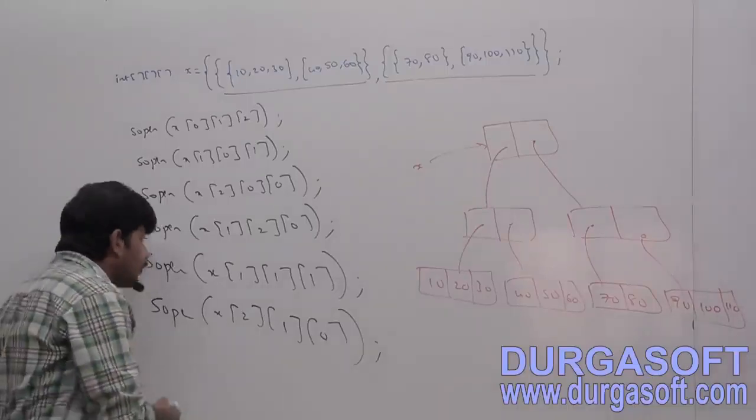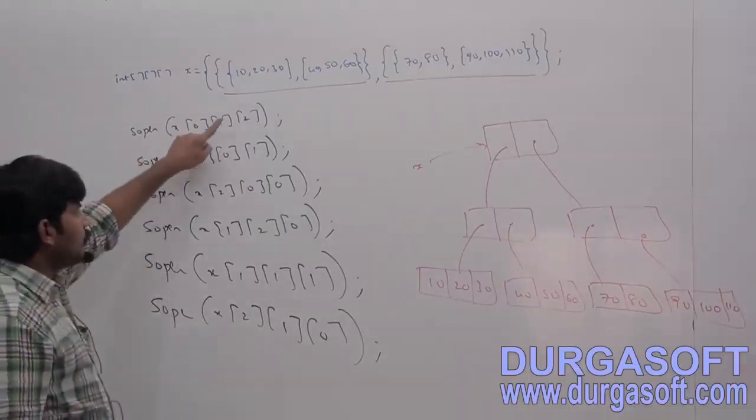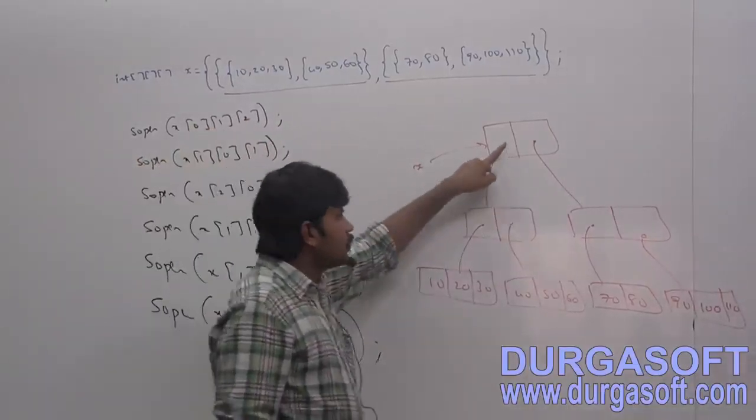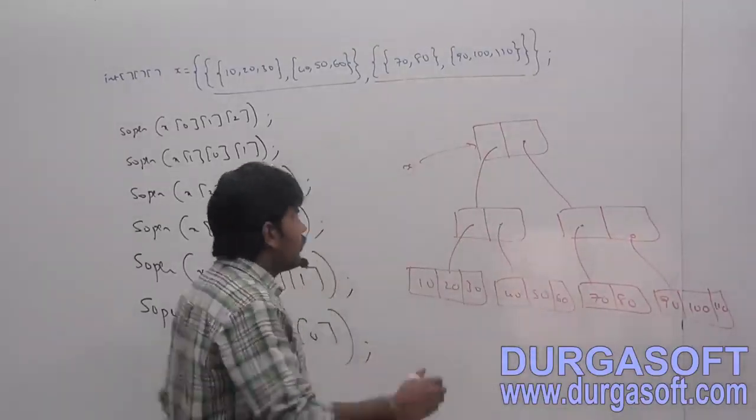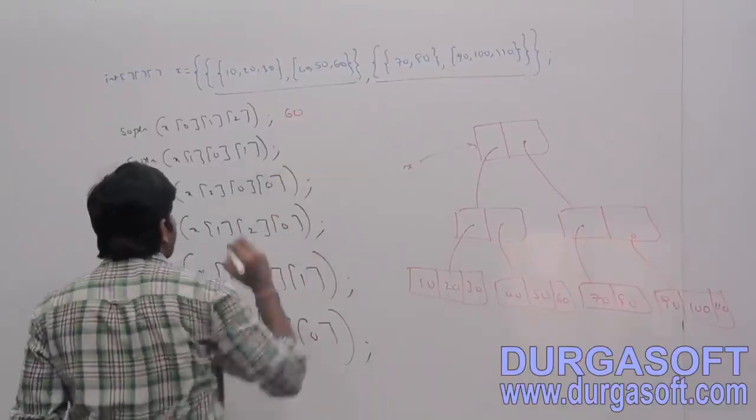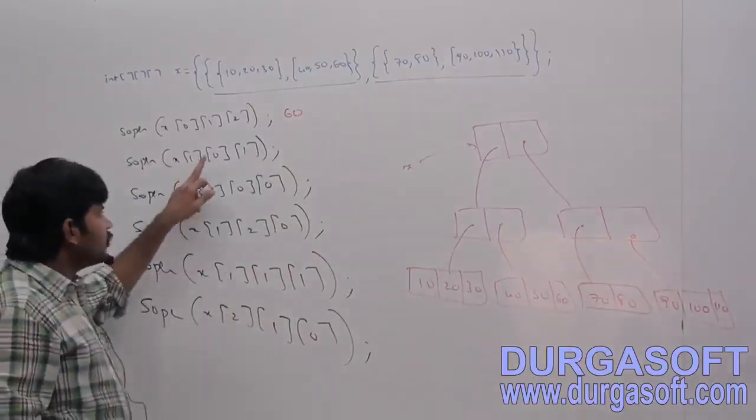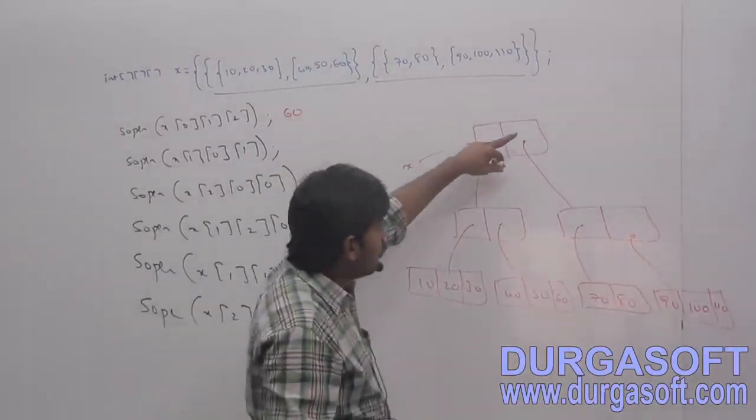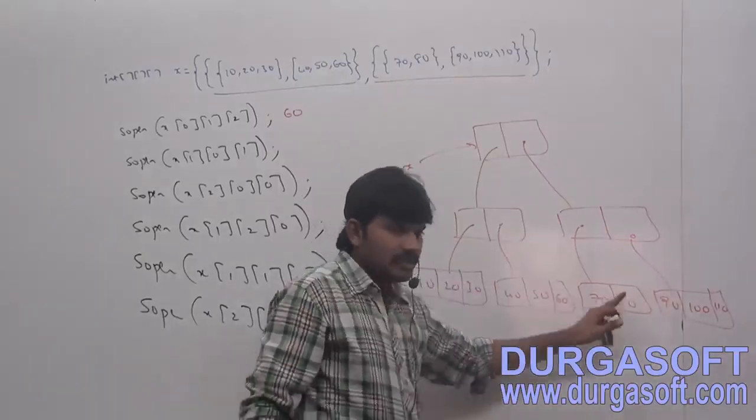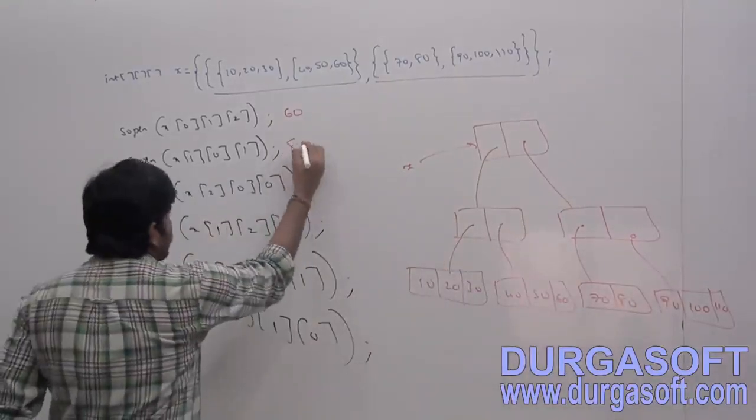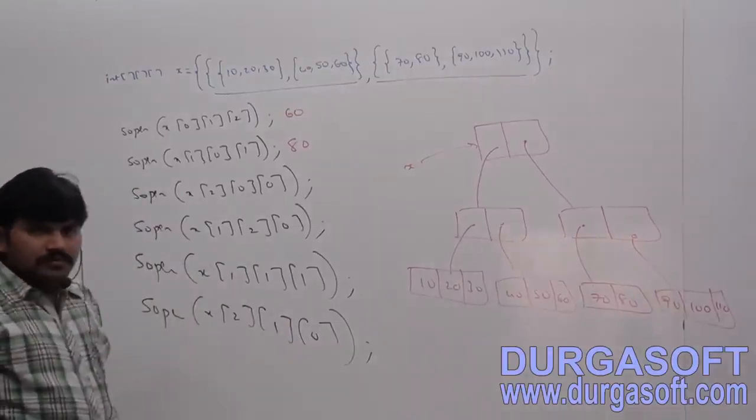Sir, can you tell what the first one, x of 0, 1, 2, is? What is the answer? 60. X of 1, 0, 1. X of 1, 0, 1 is 80, not 70. 80. Okay.